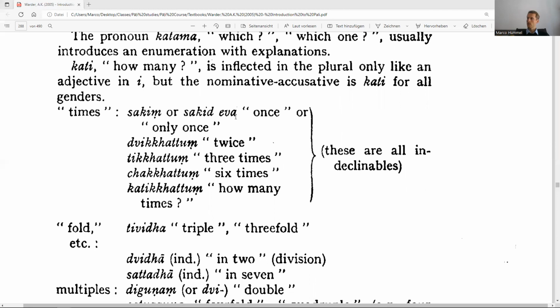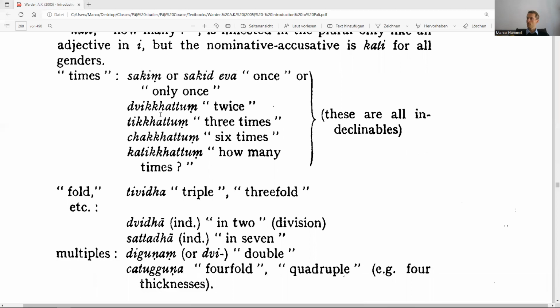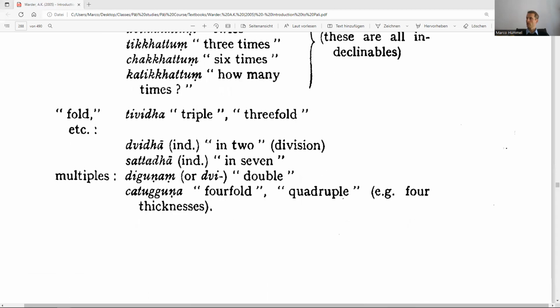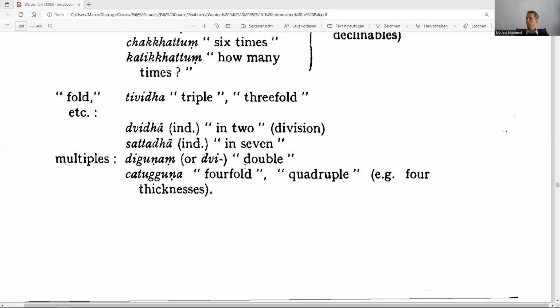Sakim or sakit, eva, once or only once. Dvikatung, twice. Tikkatung, 3 times. Chakkatung, 6 times. Katikatung, how many times? These are all indeclinables, fold, etc. Tivida, triple, threefold. Dvivida, in 2 divisions. Sattada, in 7.